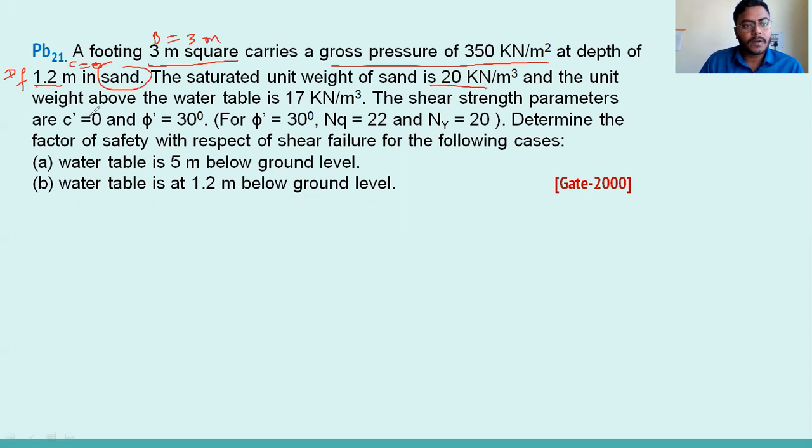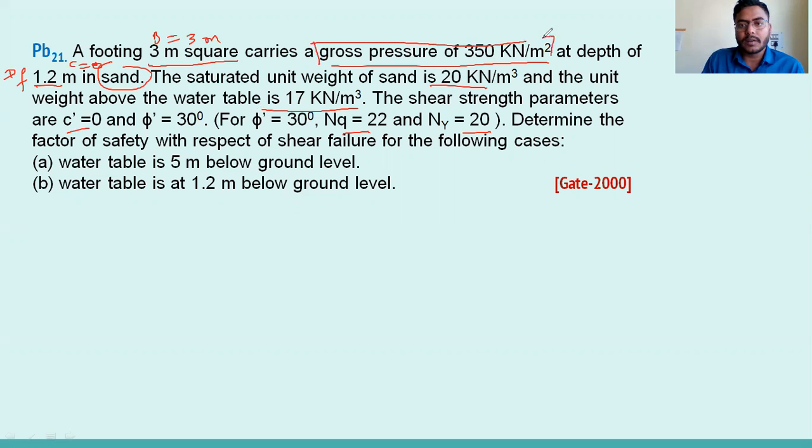The unit weight of soil above the water table is given as 17. The shear strength parameter C is equal to 0. Sand means C is equal to 0, and phi is 30 degree. For phi 30 degree, NQ and N gamma are given. So determine the factor of safety with respect to shear failure for the following cases. So all data we know.